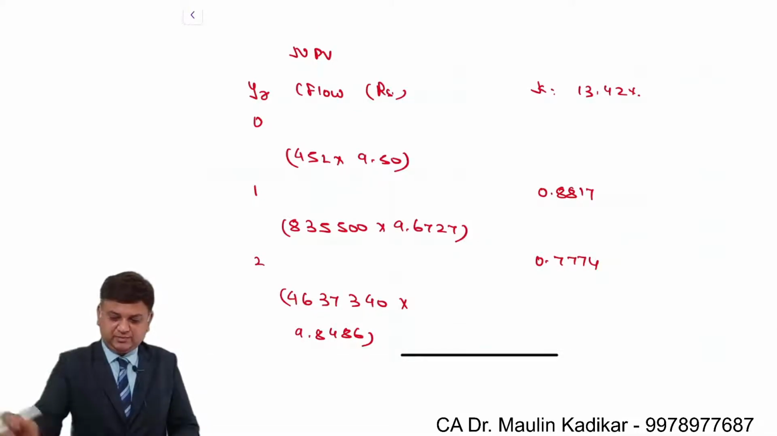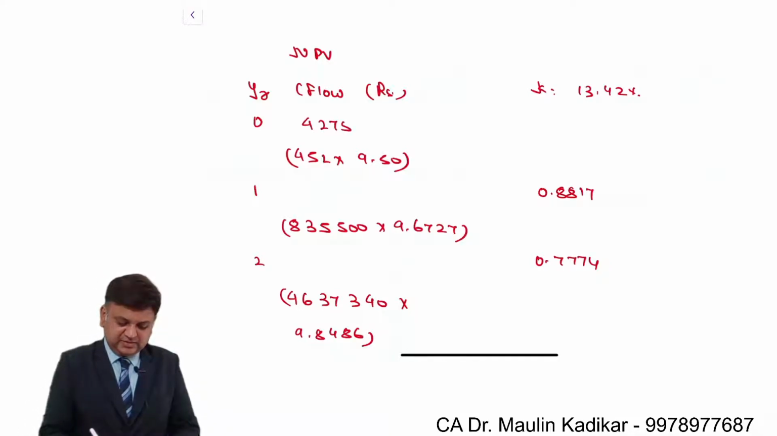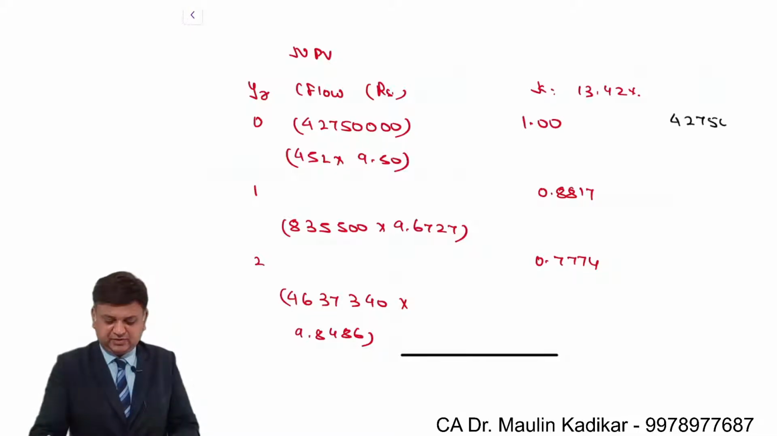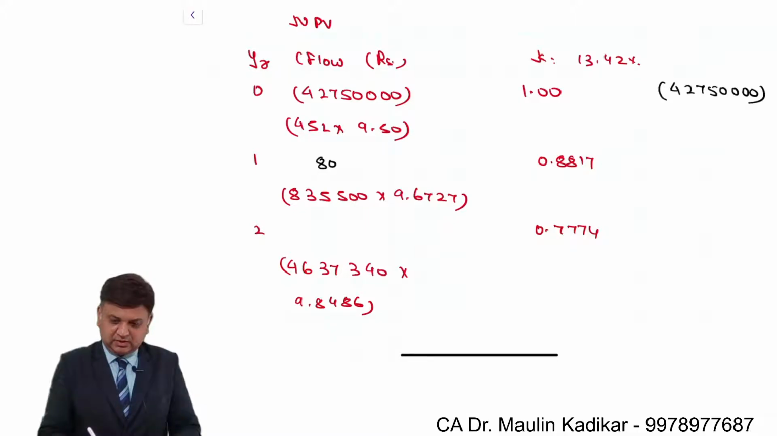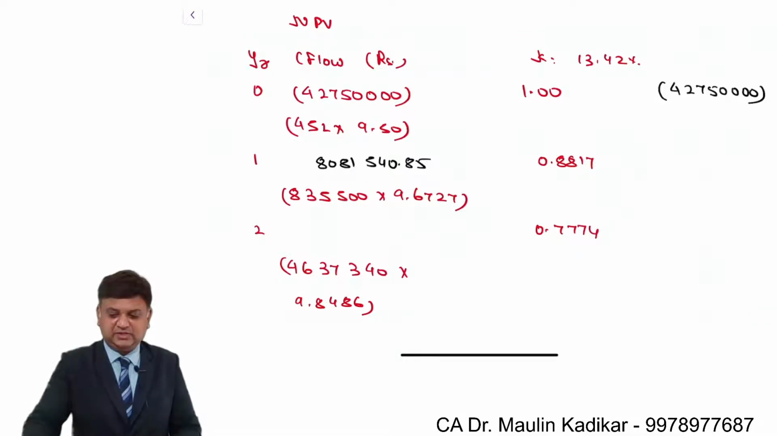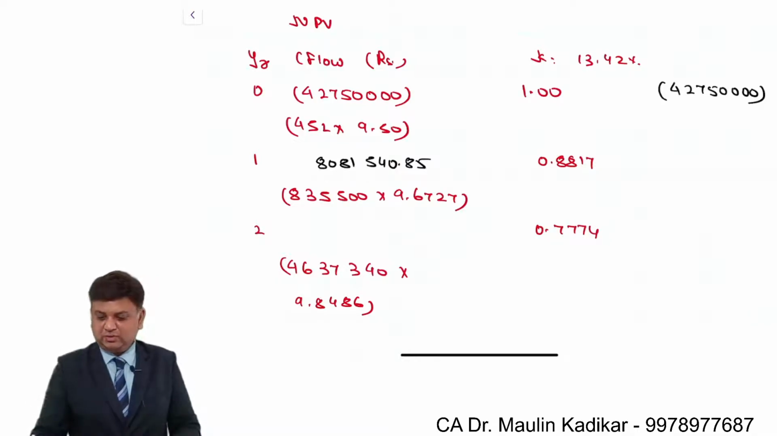45 lakhs into 9.5. So that comes to 4 crore 27 lakhs 50,000. Year 0 discounting factor is 1. So 4 crore 27 lakhs 50,000. 835,500 into 9.6727. That comes to 80 lakh 81,540.85 into 0.8817. So that comes to 71 lakh 25,495.